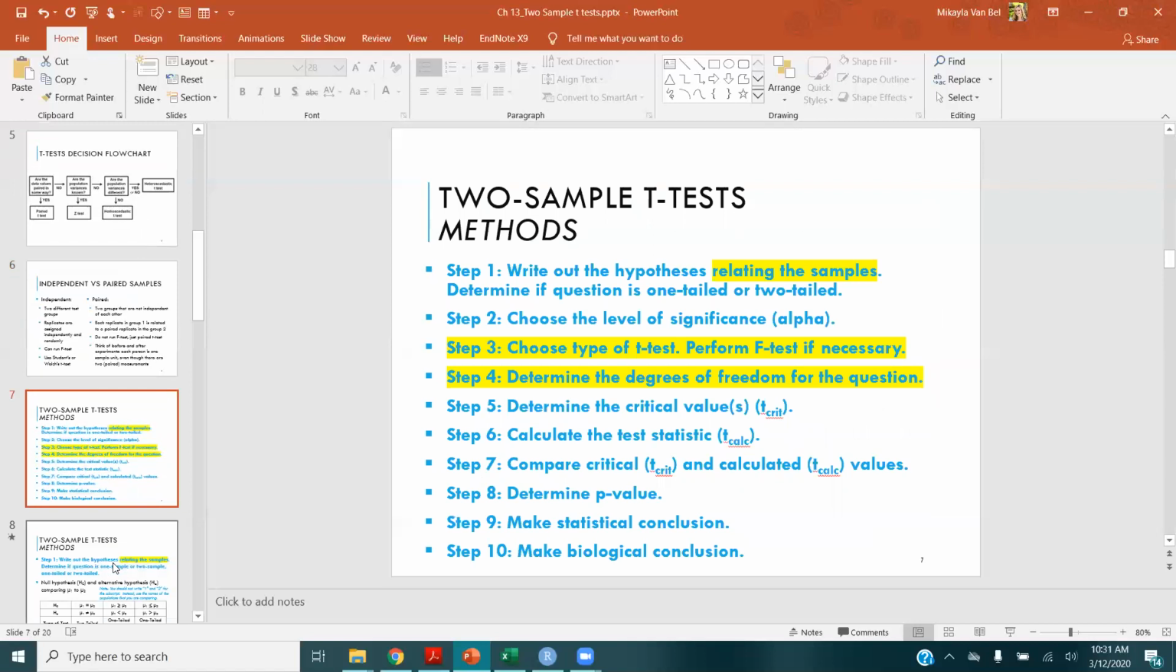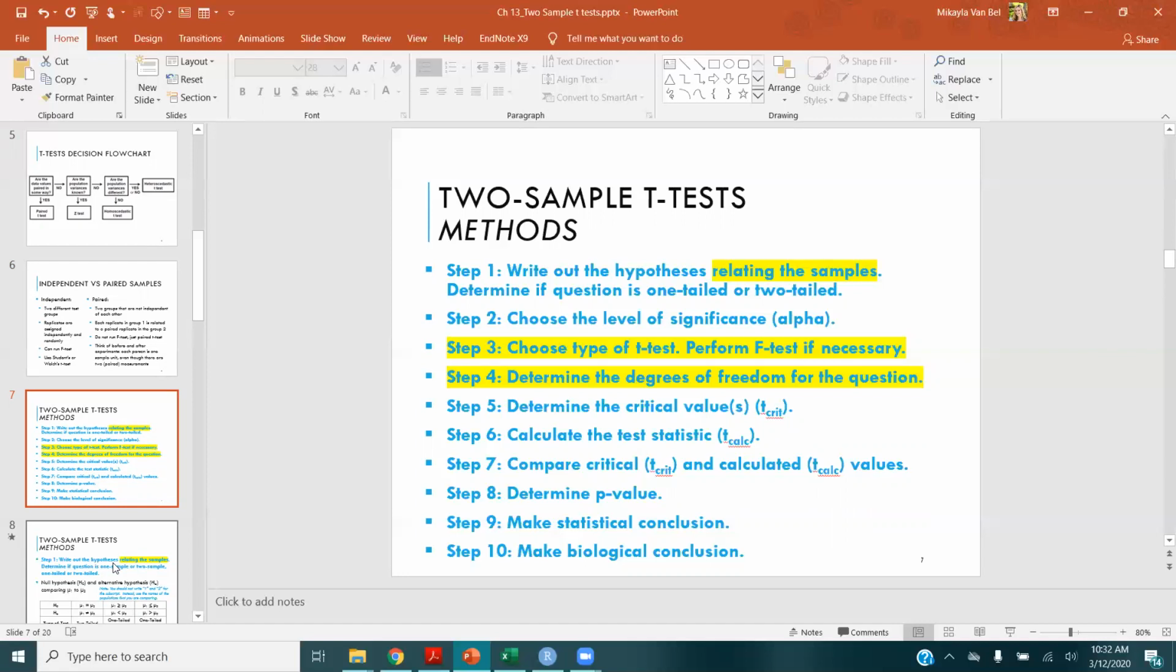The methods for the two sample t-test are very similar to a one sample t-test. I've highlighted the differences here. Otherwise, the methods are almost entirely the same. First, as always, we write out the hypotheses. The only difference here, now we're relating two sample groups rather than a sample and a reference. We determine if this question is one-tailed or two-tailed, paired or unpaired.